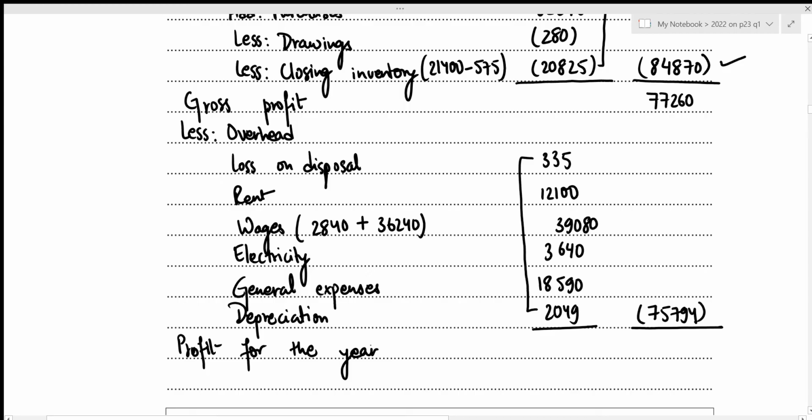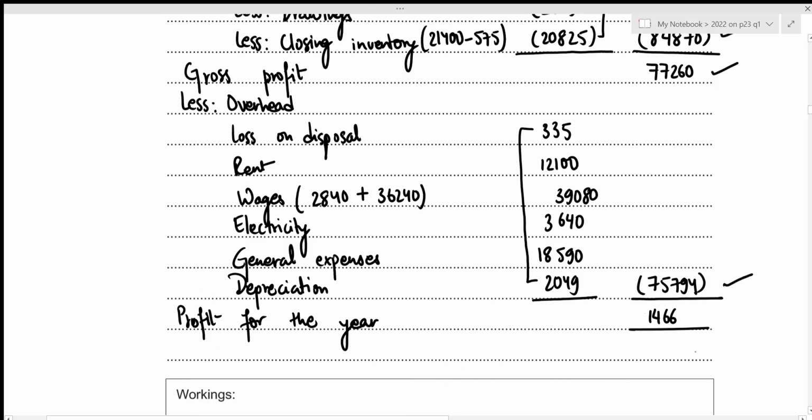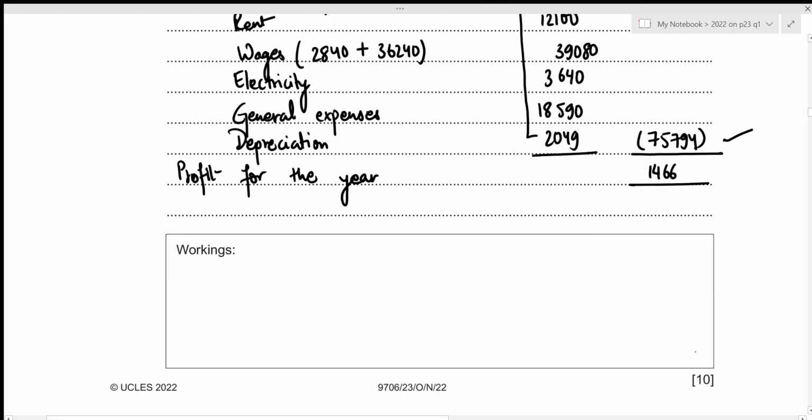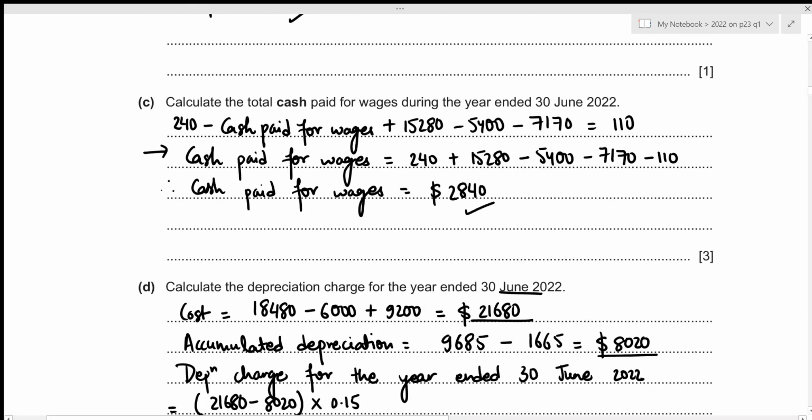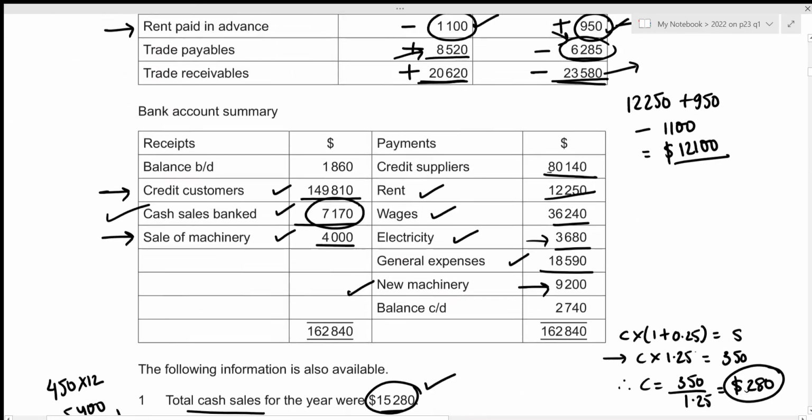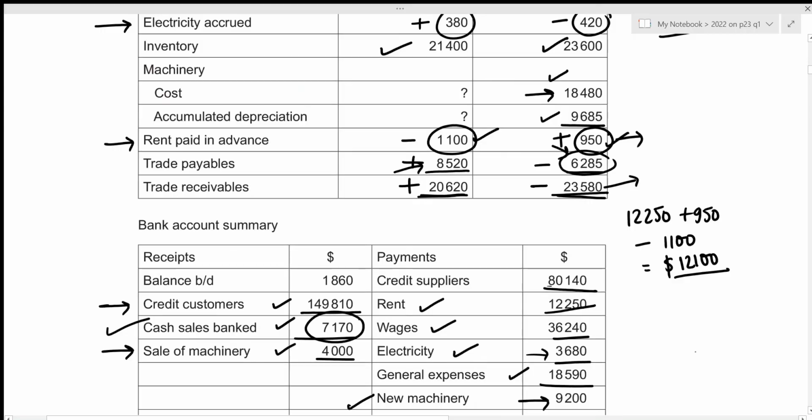And in this case, the profit for the year is going to be 77,260 minus 75,794, which results in 1,466. This concludes our income statement. All right. And we can see that we are given the working section right here. So instead of scribbling all over the question paper like I did in order to figure out the correct amounts for electricity, wages, and rent, you guys need to be showing all of this in the working so that you get your marks correctly for those steps.